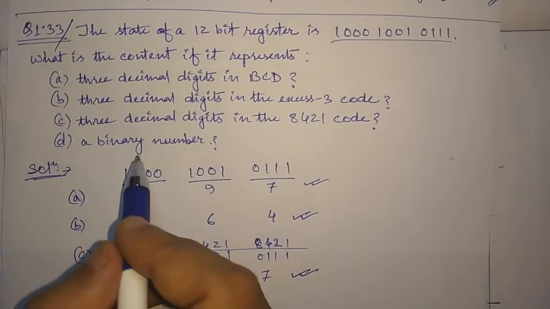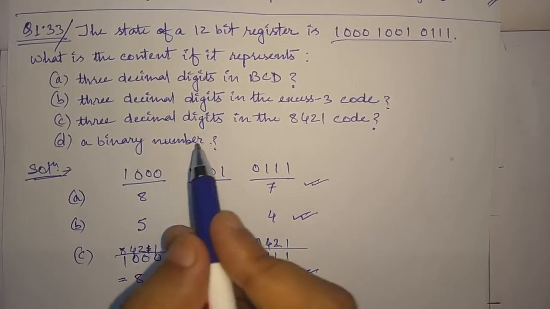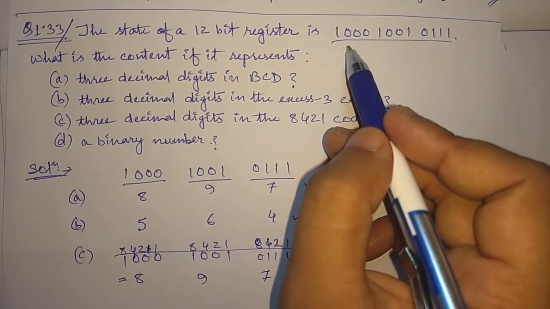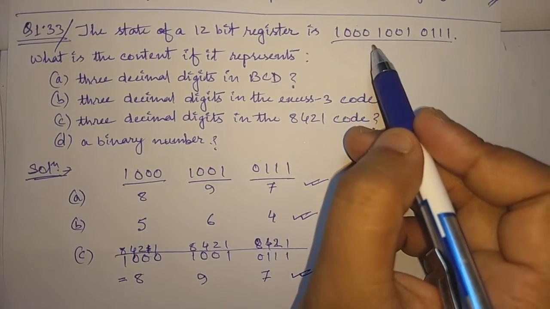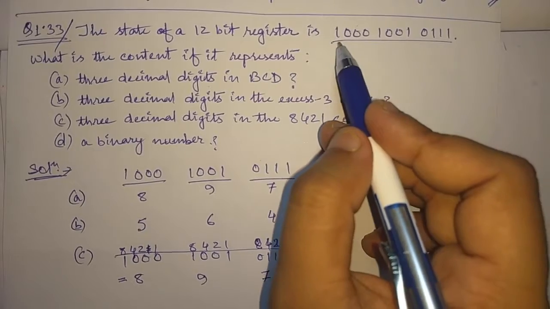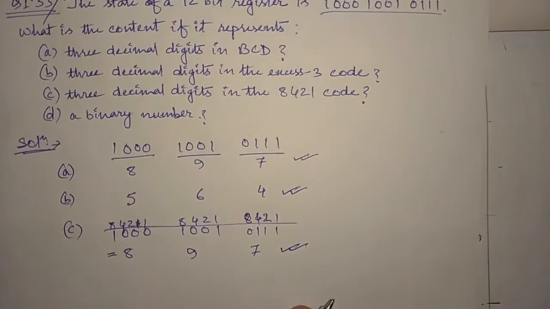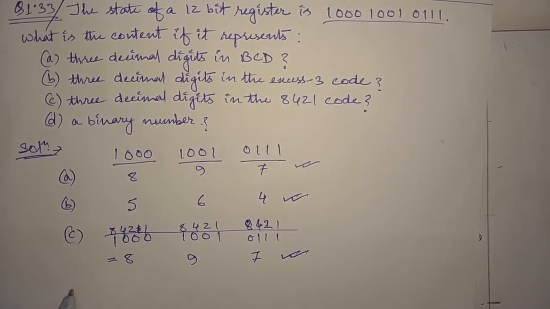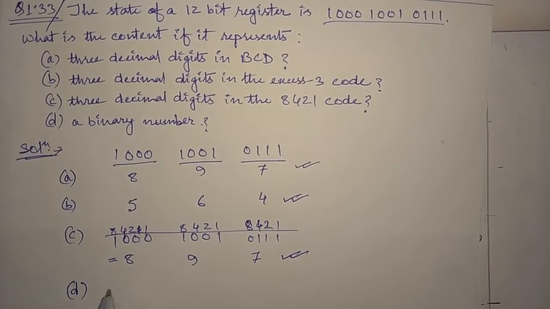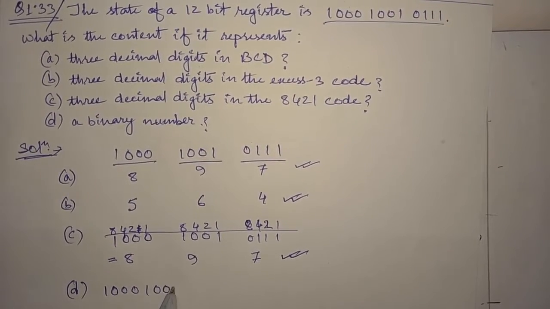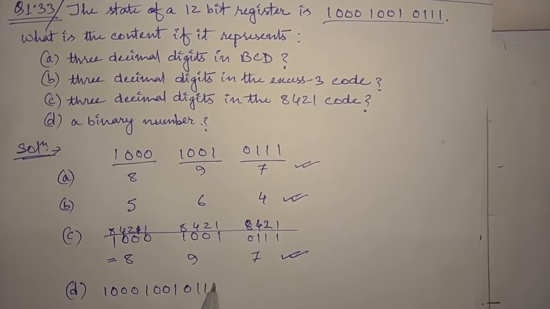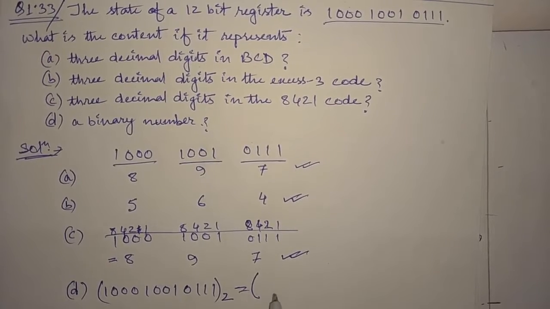Then the last part of the question is a binary number. That means we have to find out the decimal equivalent of this binary number. Now we have to consider this as a binary number. The last part, that is the decimal equivalent of this binary number: 1000 1001 0111. This is the binary number, and we have to find out the decimal equivalent. So how will we find it out?